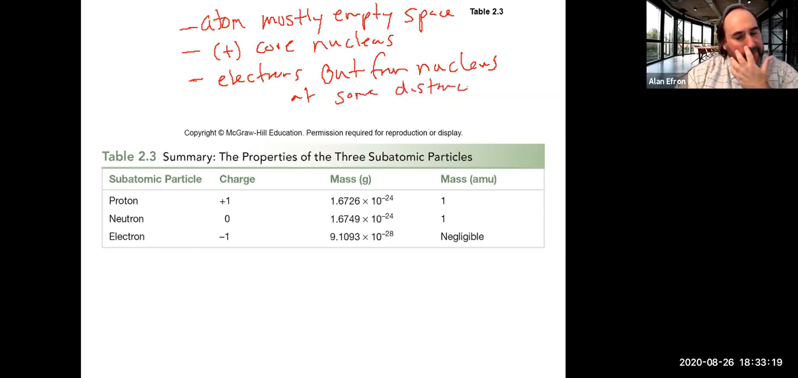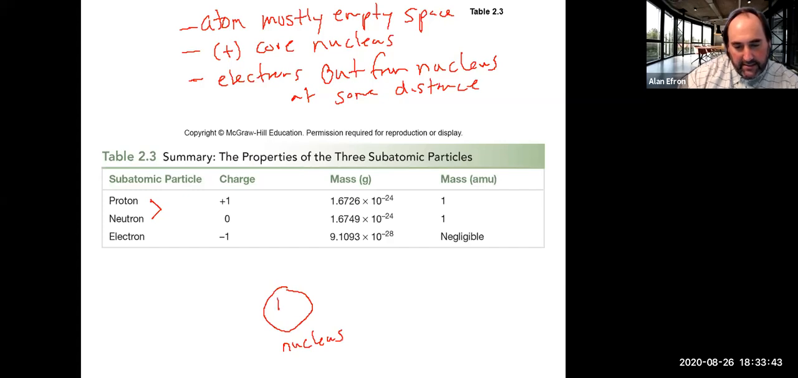So there were a lot of experiments that happened from Rutherford on. Basically the idea was that in this nucleus we have two types of particles: the proton and the neutron are found in the nucleus. So these two are found in the actual nucleus. This is our nucleus. We have our protons, which are positively charged. We have our neutrons, which have no charge. And our electrons are out and about, flying around.